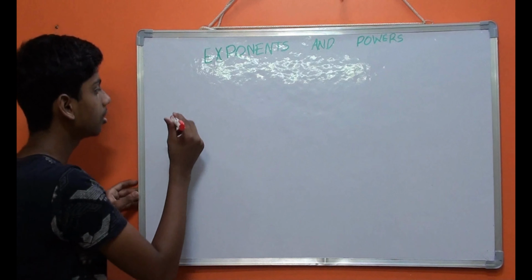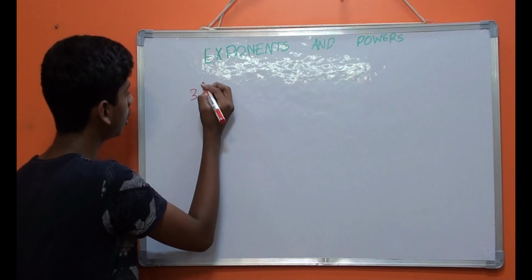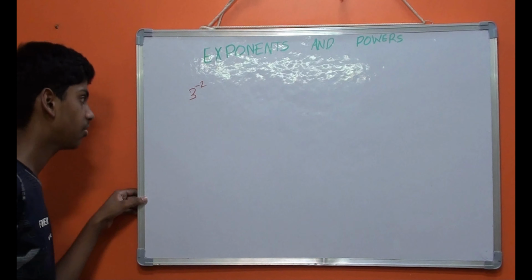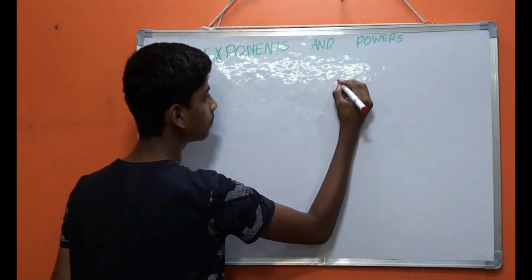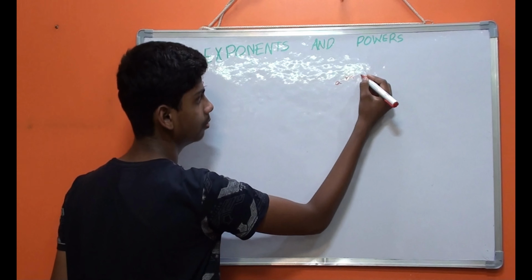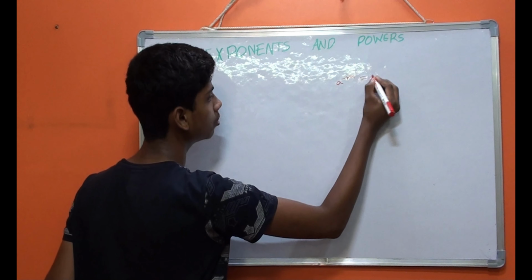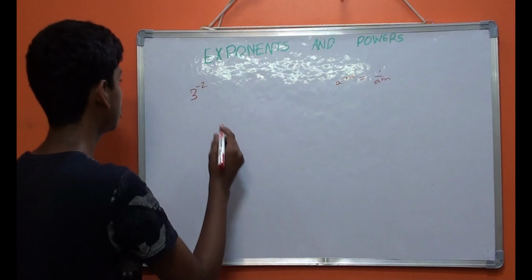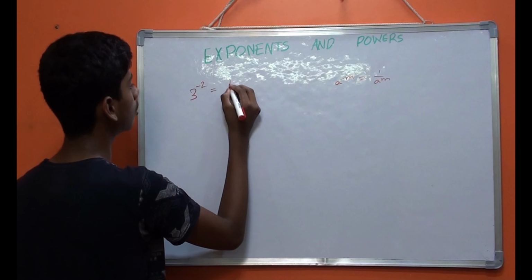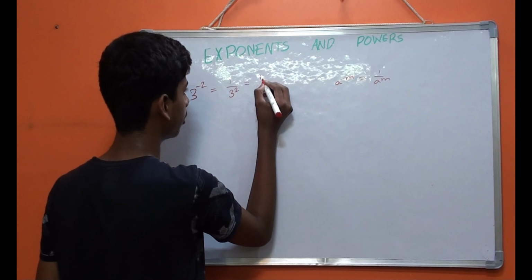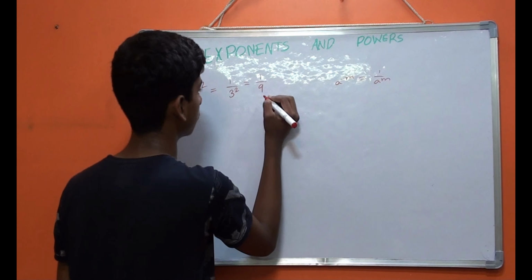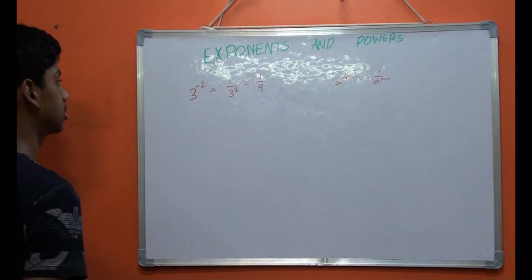So friends, we will take a question: 3 power minus 2. We have to find its value. So for 3 power minus 2, we will take the formula a power minus m equals 1 by a power m. Now this equals 1 by 3 power 2, and 1 by 3 power 2 equals 1 by 9. So 1 by 9 is the answer.